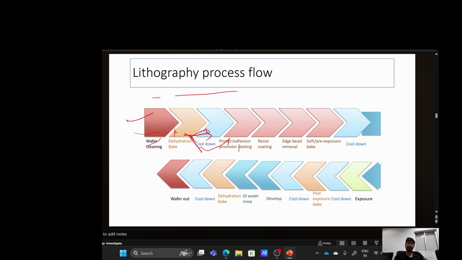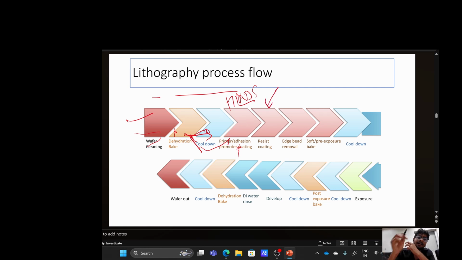So the primer or adhesion promoter can be HMDS or Surpass. These are chemicals which modify the surface of the substrate so that adhesion of the resist can be good. If the adhesion is poor, then while developing, the feature size will go off. And then we coat the resist.